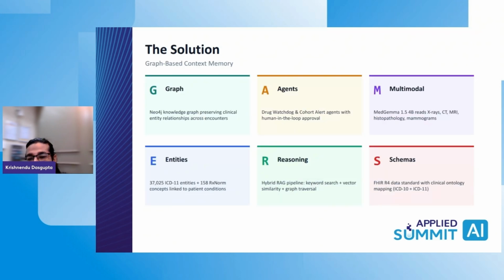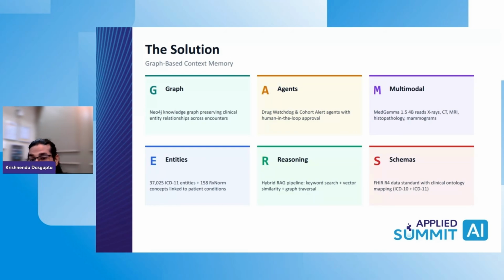The solution is G.A.M.E.R.S. You have graph, so relationships are first-class citizens. You have agents, not completely autonomous, because you need human interventions and human checkpoints. The data is multimodal, and for that, we're going to use G.A.M.E.R 1.54b, which can read X-rays, CTs, MRI, pathology, and there are other pathology models which we are also using. There is a model called MedSigLIP, we are going to use that. There is a model called DeepPath, we are going to use the deep pathology models as well.